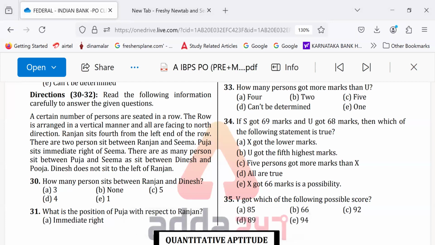This vertical manner is given to confuse us. Don't worry about that vertical manner. All of them are facing towards north. That means in the case of drawing, north is always on top, south is always at the bottom. Okay.